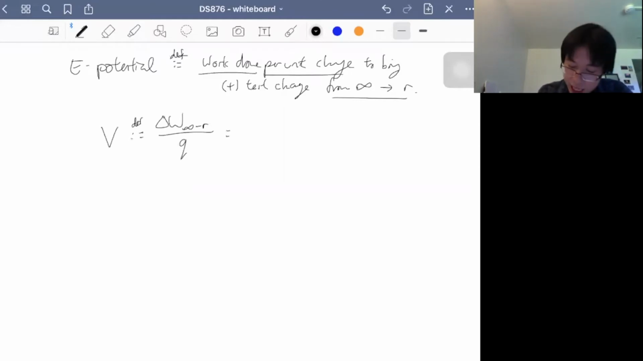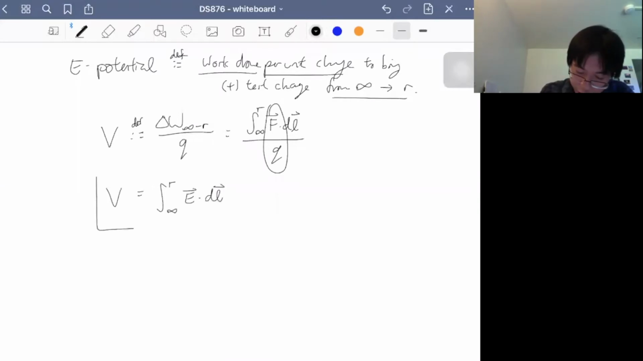What's work done? Work done is force times distance, right? So force times, let's say the distance, it brings a certain length. So from infinity to point R, that's work done per unit charge. Of course, you see that force per unit charge is electric field. So you can make a much easier formula, actually not easier, but more practical formula like this.